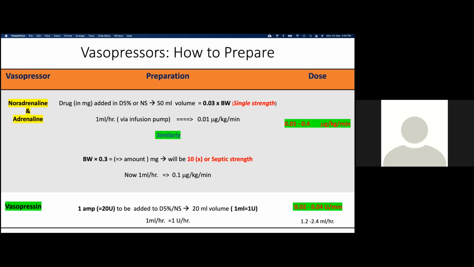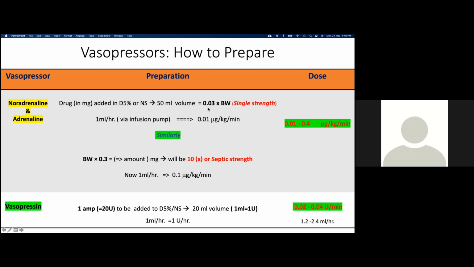Now, whenever we administer these drugs, the most important thing is how you prepare them. There are a few calculations, and these calculations are very simple. I will just explain. For noradrenaline and adrenaline, the amount of drug that has to be added to make 50 ml volume. So we are giving drugs in 50 ml volume syringes. And how do we prepare?